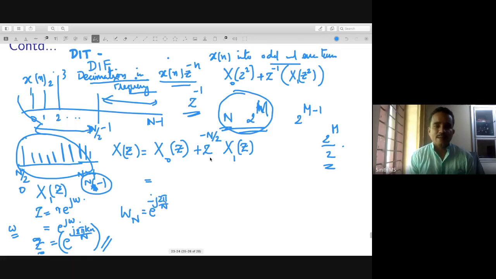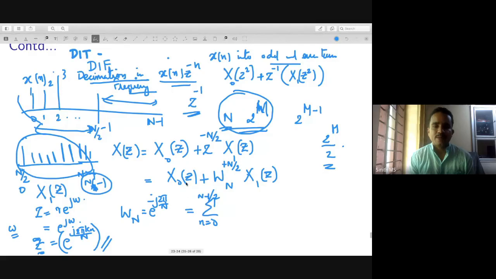So this can be represented as X0(z) plus WN raised to, you don't need a negative here because WN already has the negative sign. So z raised to minus N by 2 will be WN raised to N by 2 times X1(z). Instead of X1(z), you can expand this into the terms of n equal to 0 to N by 2 minus 1.